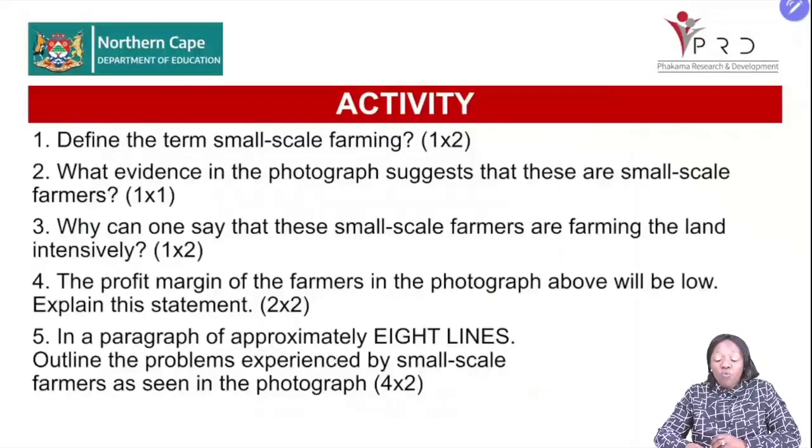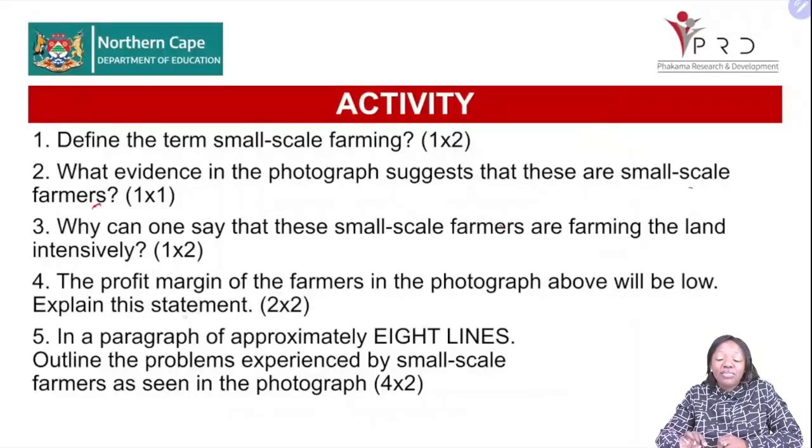So let us see what questions we have. The first question: define the term small-scale farming. Secondly, what evidence in the photograph suggests that these are small-scale farmers? Then number 3, why can one say that these small-scale farmers are farming the land intensively? Then number 4, the profit margin of the farmers in the photograph above will be low. So there is the statement.